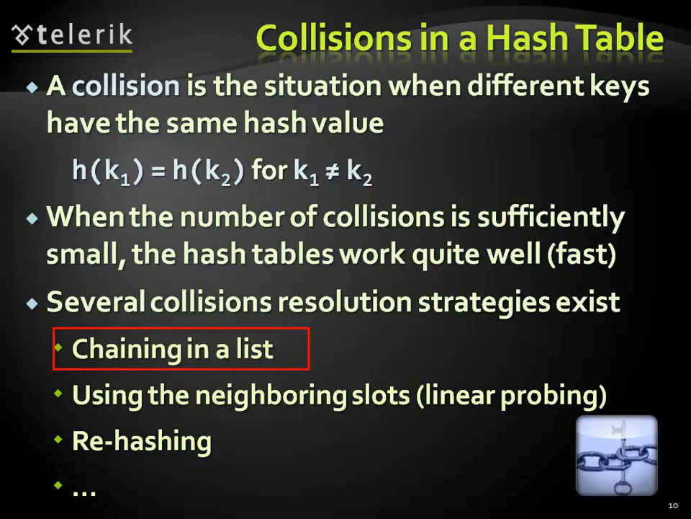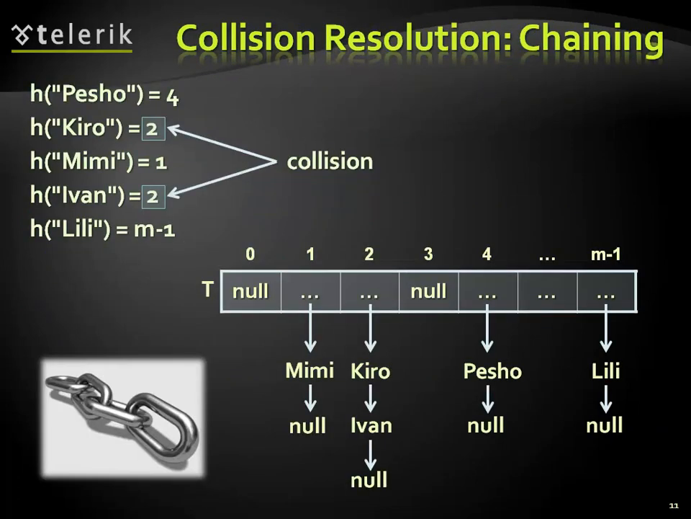Meaning, when you get two same keys, two same hash results, you just make a list and put them into that list at that position. Okay, so here's an example of a collision. We have some strings. Our keys are strings, and these are the strings, and this is the hashing function, which transforms them. Here you see what it does. It transforms, for example, Peshu into 4, and 4 is a position in our array.